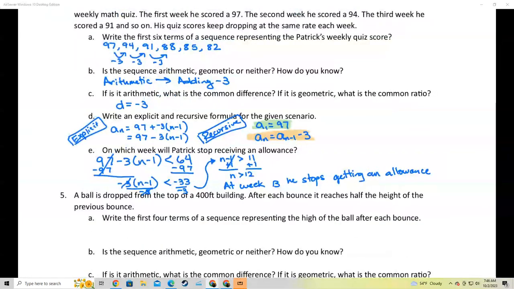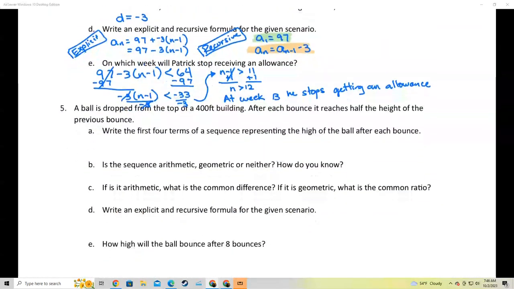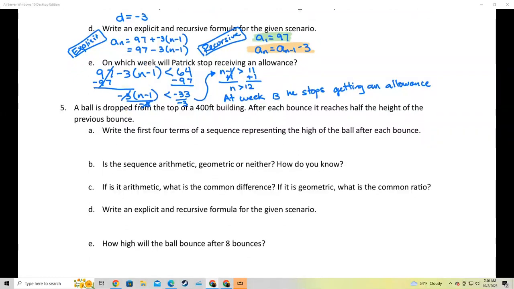All right, and we're almost done. Down to our last one. It says a ball is dropped from the top of a 400-foot building. After each bounce, it reaches half the height of the previous bounce. Write the first 4 terms of the sequence representing the height of the ball after each bounce. Remember, we're starting right now. That ball is at 400 feet. That is your 0th term.